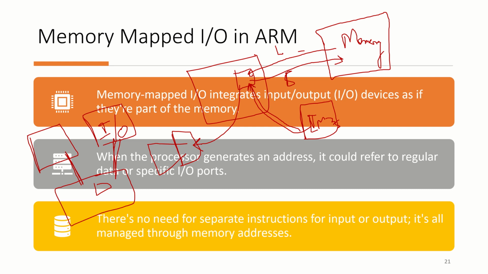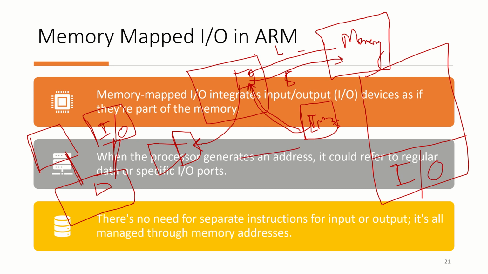But in ARM, both the memory and the IO are treated as the same. Here there is a memory and a certain section of the memory is assigned to IO. So for the processor, for your CPU, whether it is your conventional memory or your input output, the entire thing is treated as a single thing. There is a single address bus, a single data bus, and a single control bus. That is called memory mapped IO.